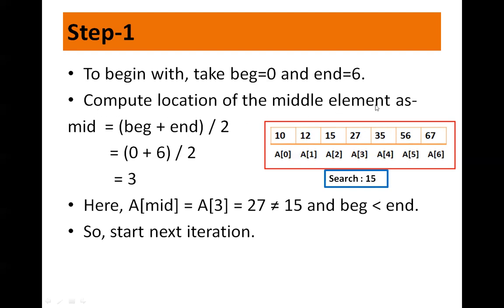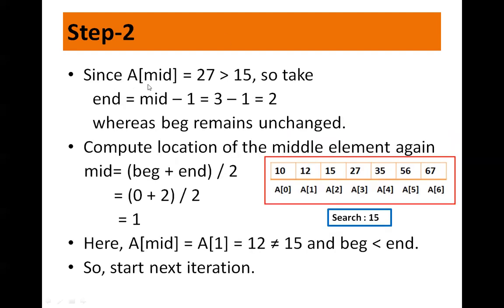Now, compute the location of the middle element: beginning is 0, end is 6, divided by 2. So you get 0 plus 6, divided by 2, which is 3. So this is my middle point. The index is 3. So A of mid is nothing but 27, and you compare it with 15. It is not equal to 15, and beginning is less than end. So let us go for the next iteration.